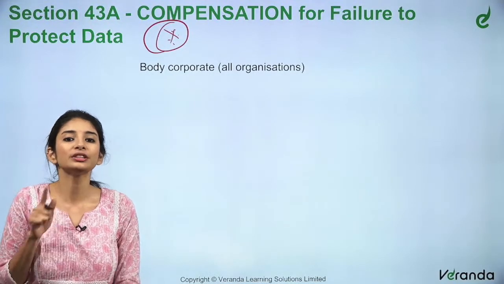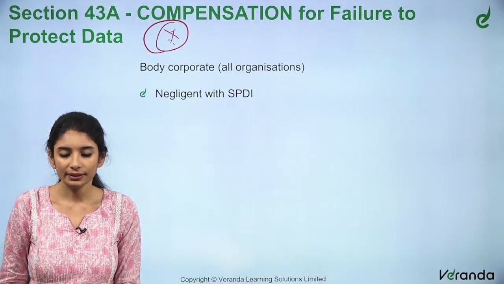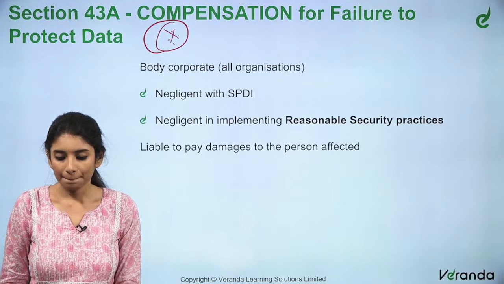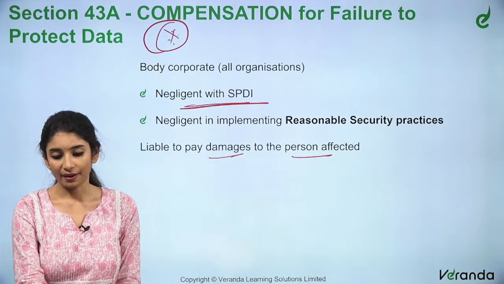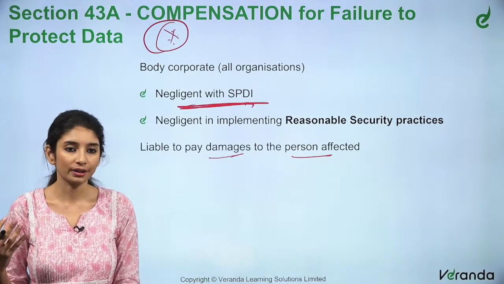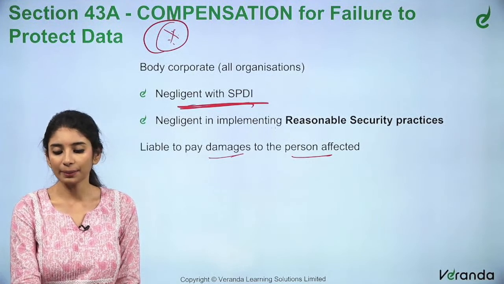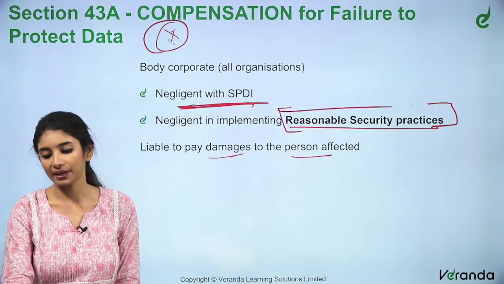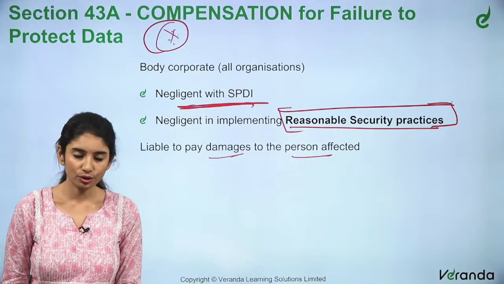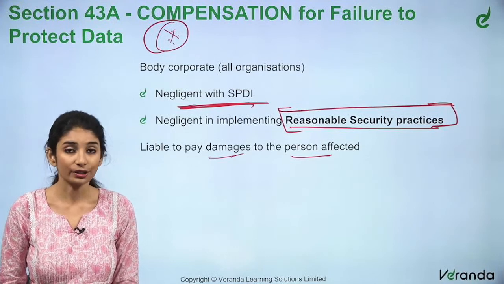43A talks about compensation for failure to protect data. If any body corporate fails to protect data, they are liable to pay damages to the person affected. Negligent with SPDI. I don't keep it under security, I don't keep it in a secured way. Then negligent in implementing reasonable security practices. Not that I need very, very expensive security procedures, but reasonable security practices as per my industry standards.